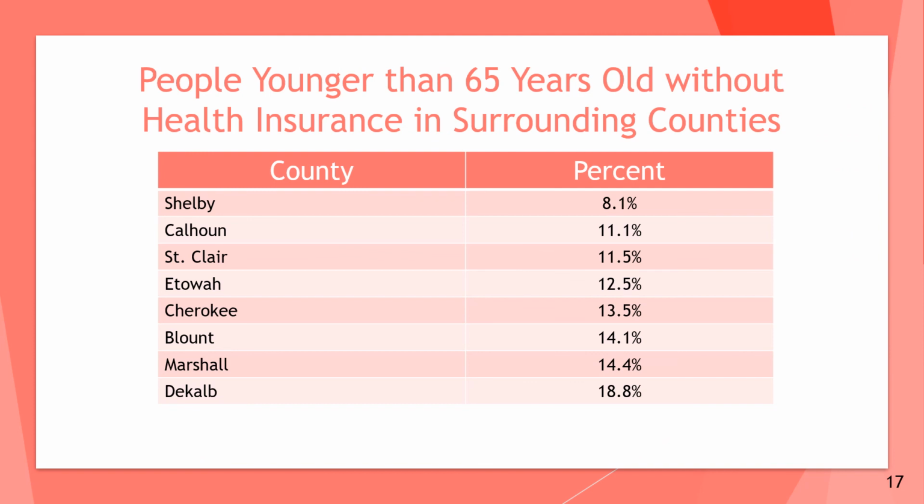This graph is the percent of people younger than 65 years old without health insurance in the surrounding counties, along with the highest and lowest percent in all counties of Alabama. Etowah is at 12.5%, Shelby is the lowest with 8.1%, and DeKalb is the highest with 18.8%.